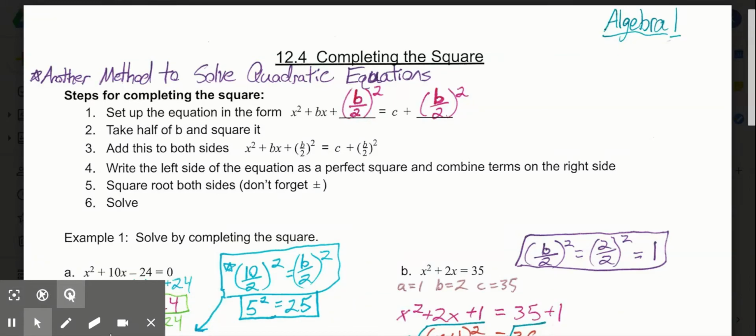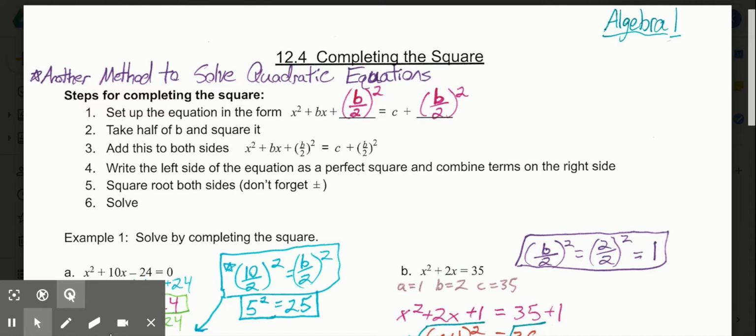Welcome to lesson 12.4, completing the square. So the first thing you want to keep in mind is that completing the square is just another method to solving quadratic equations. And at the end of this lesson, there will be an extra note about looking at a table in your book that goes over the best time to use the different approaches to solving quadratic equations.